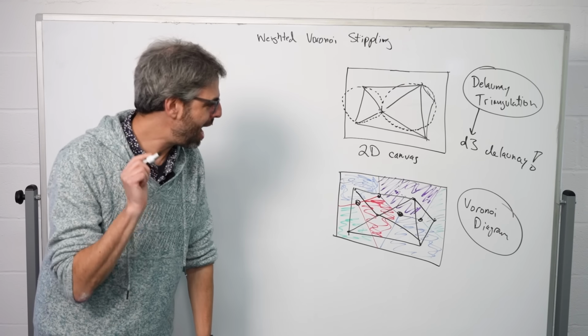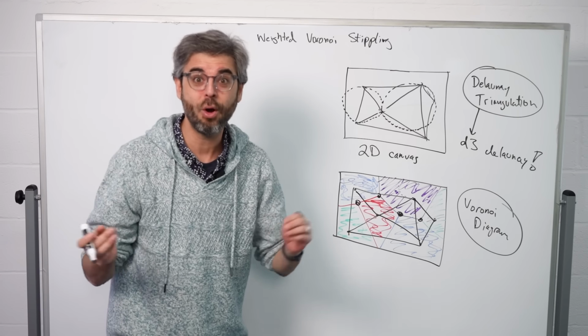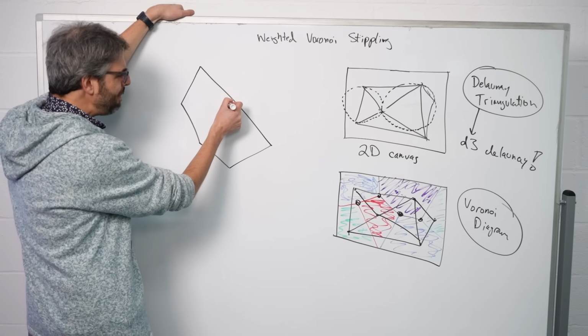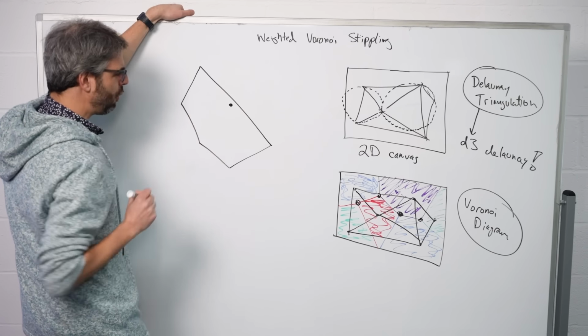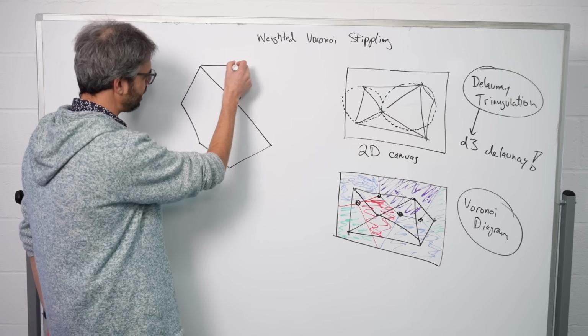Let's imagine I have any particular polygon from my Voronoi diagram. Maybe the seed point was over here. You could imagine there was maybe another cell right next to it.